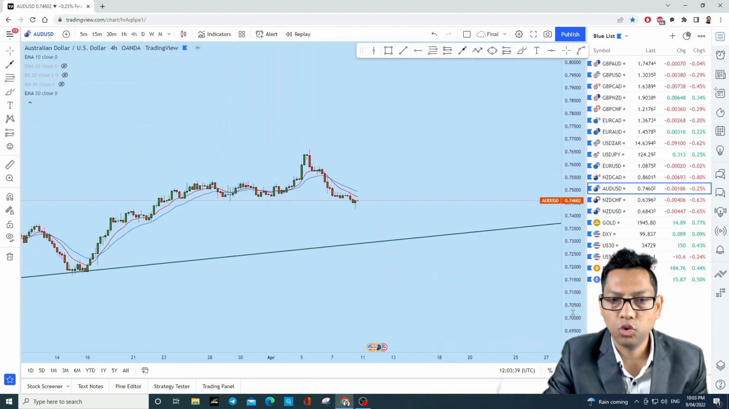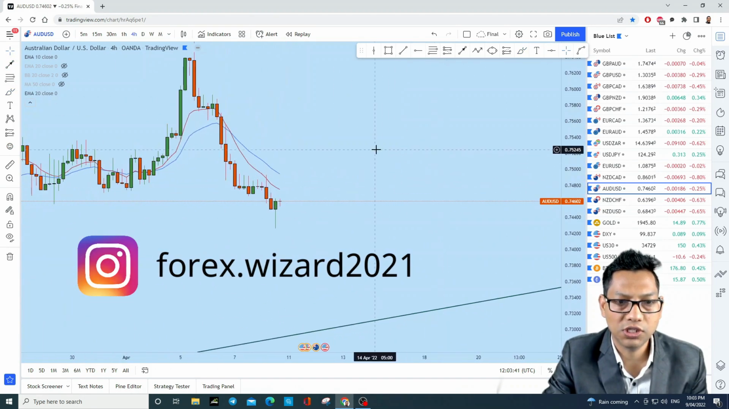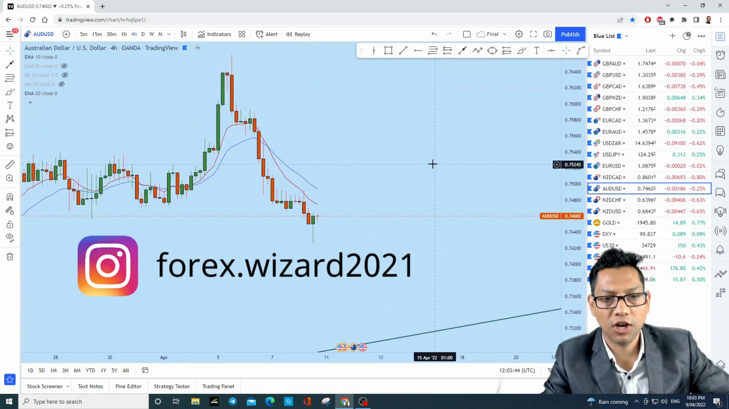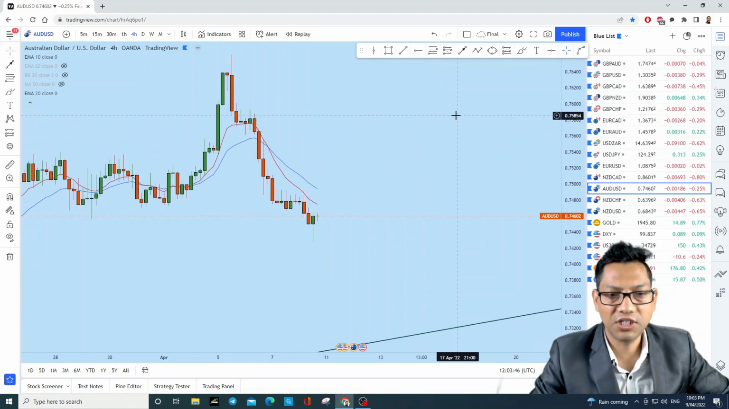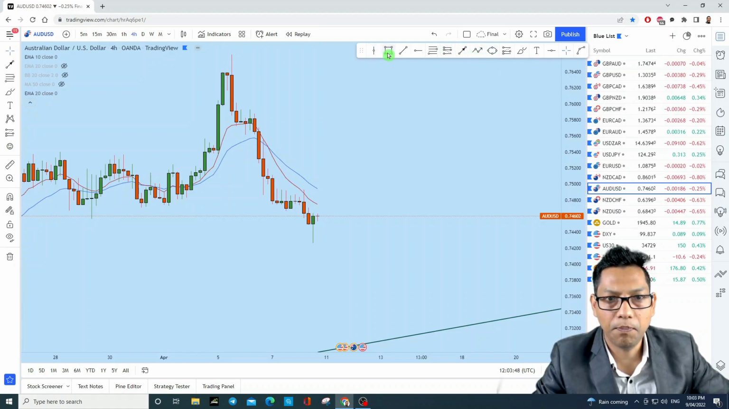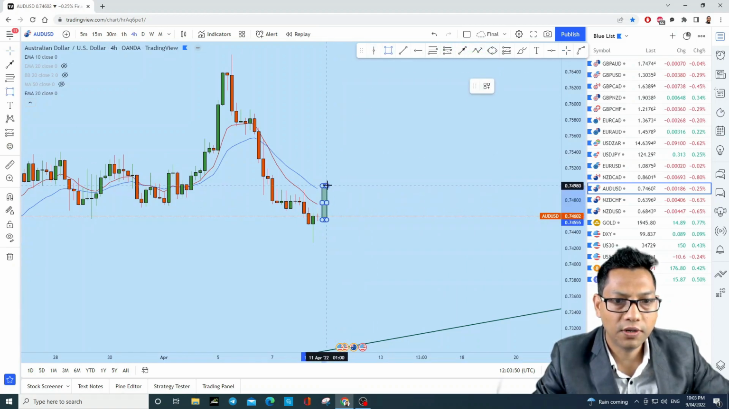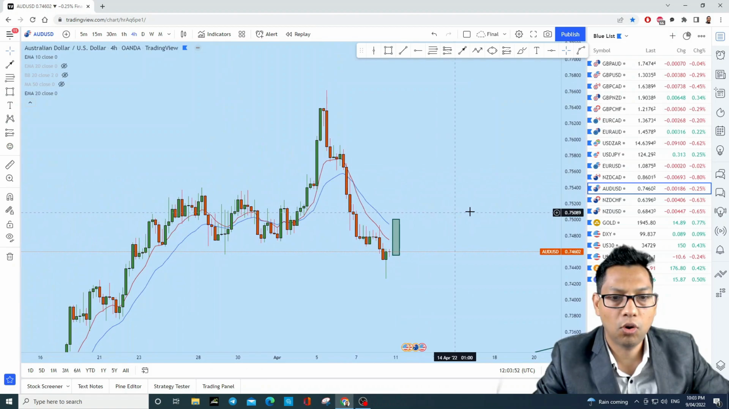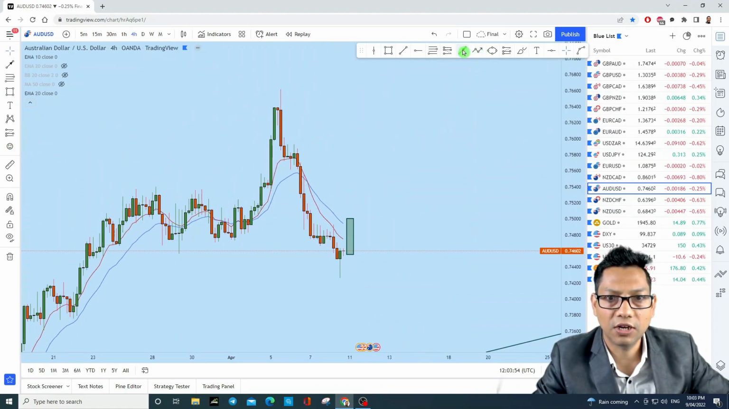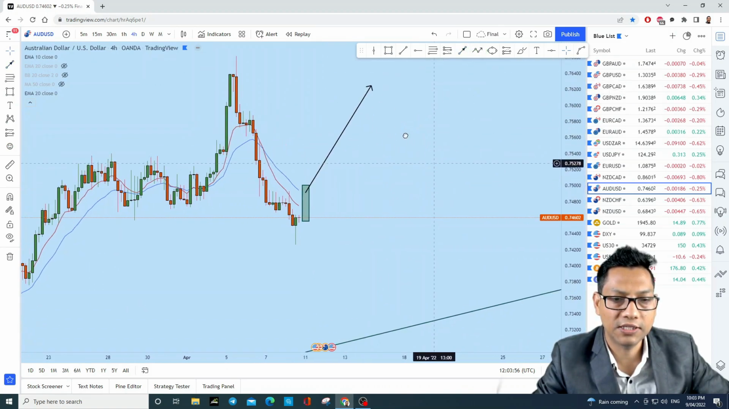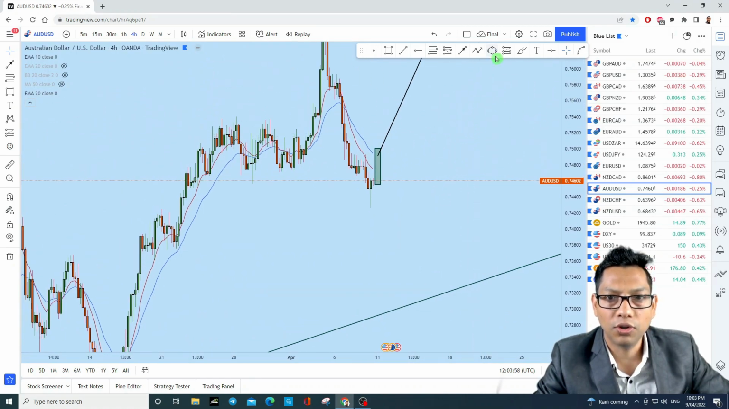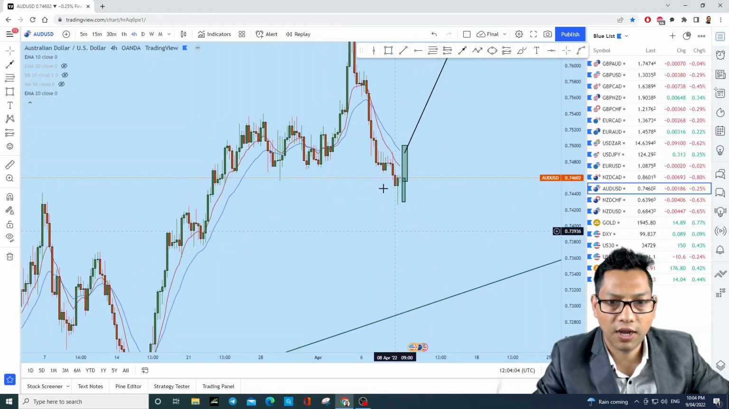Now there are two possible scenarios I'll be considering. If Aussie dollar, in the first day of the trading week, creates a big bullish engulfer like that, that means Aussie dollar may start to move up from here. In that case, I will be considering buying. On the other hand, if I see Aussie dollar creating another bearish candle, that means preparing for a drop.